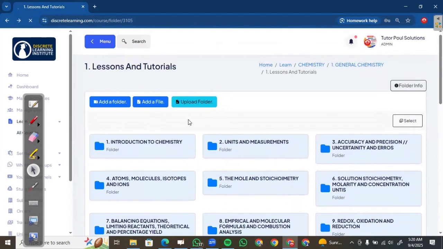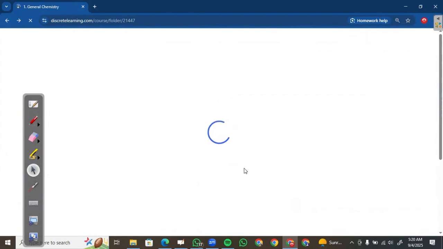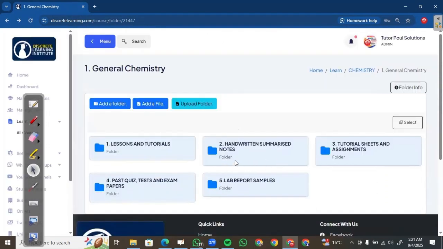Once you leave this folder for the lessons and tutorials, you go back here. Once you're back here, you can see we have handwritten summarized notes. On all the topics, we have handwritten, well summarized notes if you want to read them. And they are very funny and very direct to the point. So you can also read them. If you want solutions to the assignments or tutorial sheets, you come to this folder here.